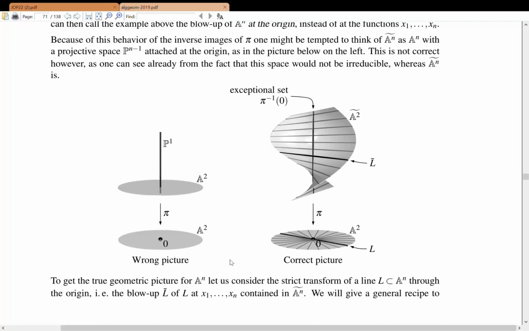The wrong picture is maybe a lot easier to draw. So honestly, if I'm just trying to think to myself, I might just draw the wrong picture. But then you just have to remember that if you have a line coming through here, it has to jump up and intersect this P^1 in the right place, and a different line will intersect the P^1 in a different place. So that's the way to think about blowups.